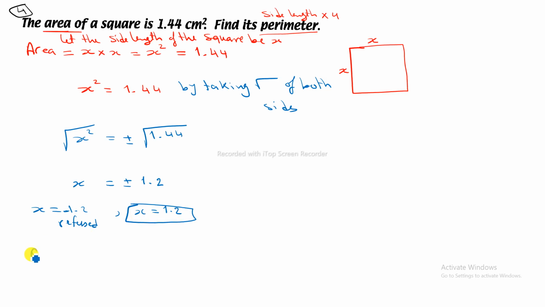What is the perimeter? Therefore the perimeter of the square is equal to side length times 4, and the side is 1.2. So 1.2 times 4 is equal to 4.8 centimeter. So now we got the perimeter of this square. The next question.